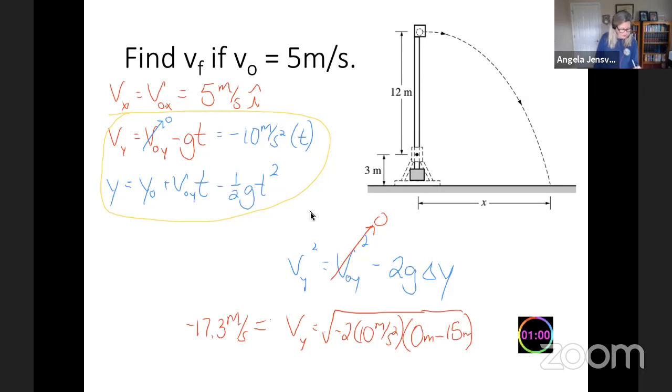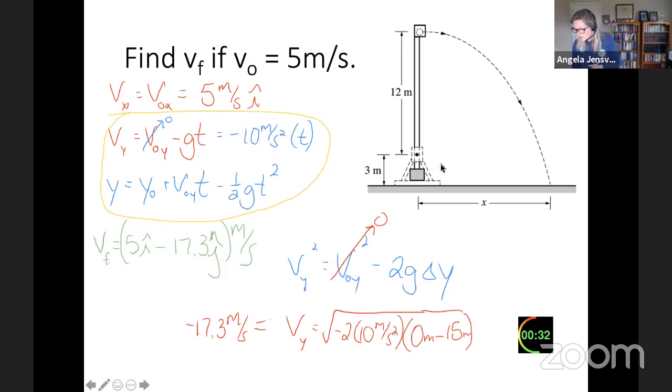The question is, find V final. V final is 5i minus 17.3j meters per second. How about that? So there's multiple ways to do a physics problem. I don't want to say there's no wrong. There's many wrong ways to do it, but there's multiple correct ways to do a physics problem. There are easier ways to do it, but don't worry about it if you took the longer path.